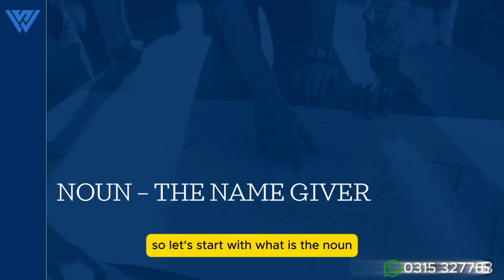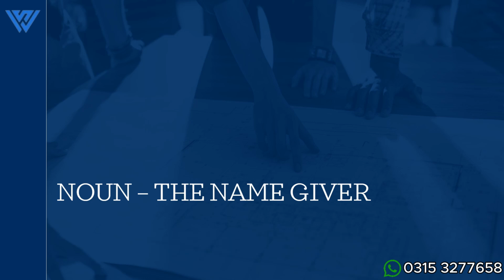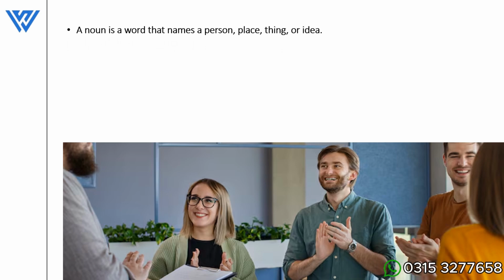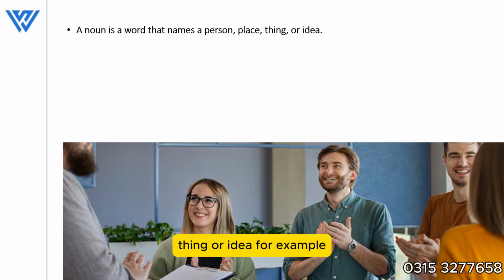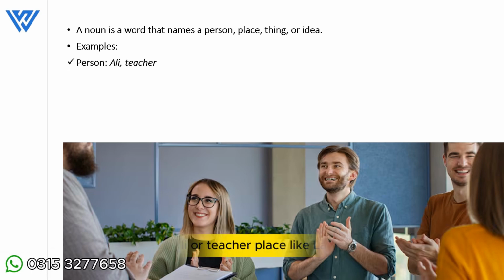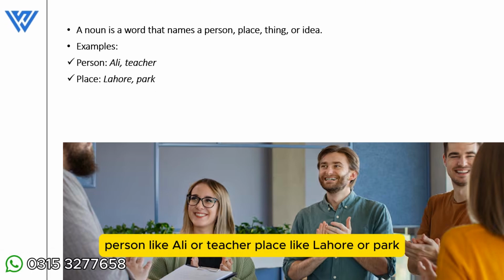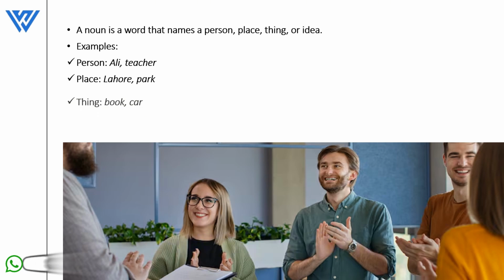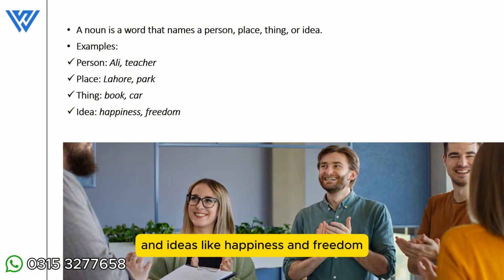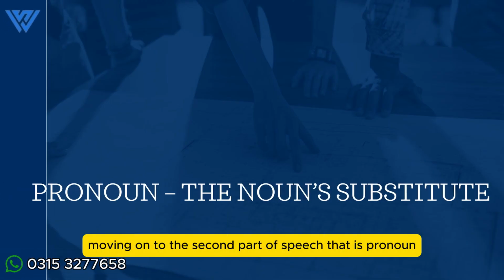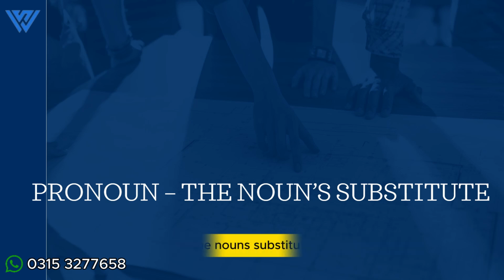So let's start with what is the noun. Noun क्या है? The name giver. अब वो word जो नाम देता है. A noun is a word that names a person, place, thing or idea. For example, person like Ali or teacher, place like Lahore or park, and thing like book or car, and ideas like happiness and freedom.